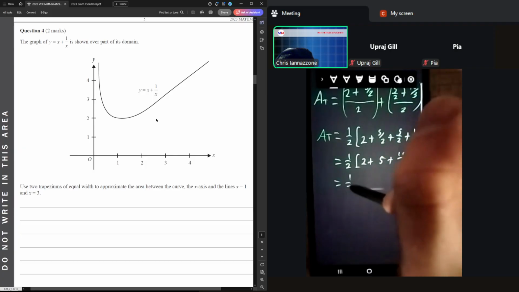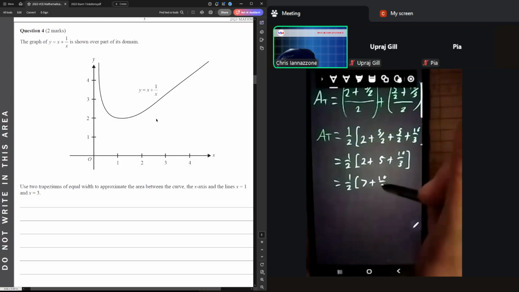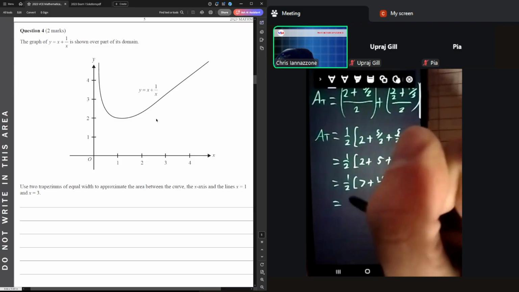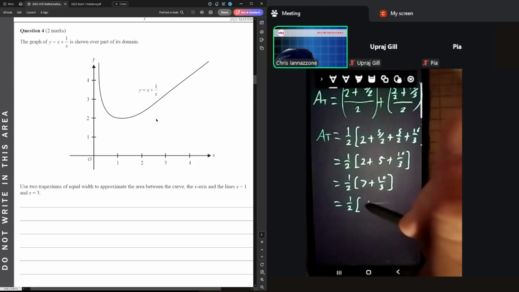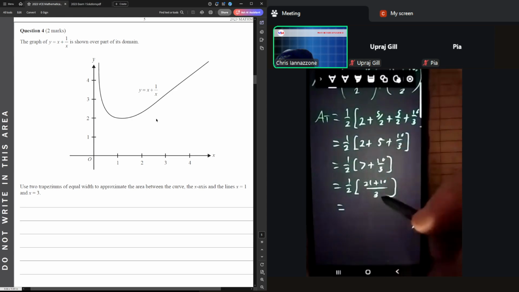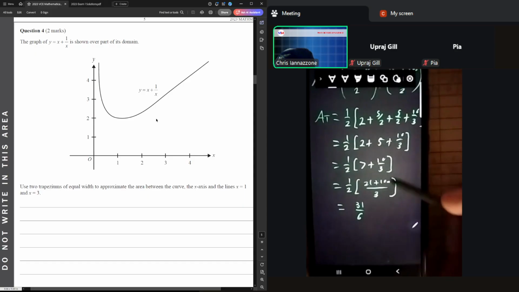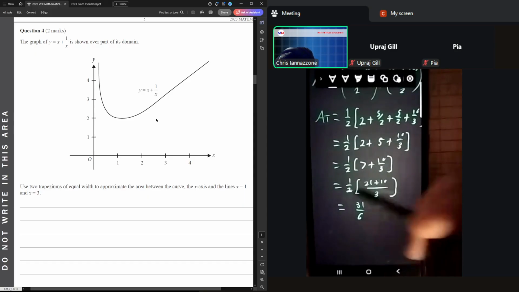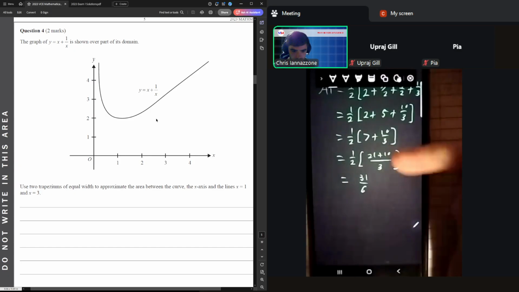Then you need to go in and probably combine the 5 and the 2. So 7 plus 10 on 3. Same denominator, so 21 plus 10 on 3. So in total, you're looking for 31 on 6. So 21 and 10, 31, and then 3 and 2 to make the 6, which is the final answer.